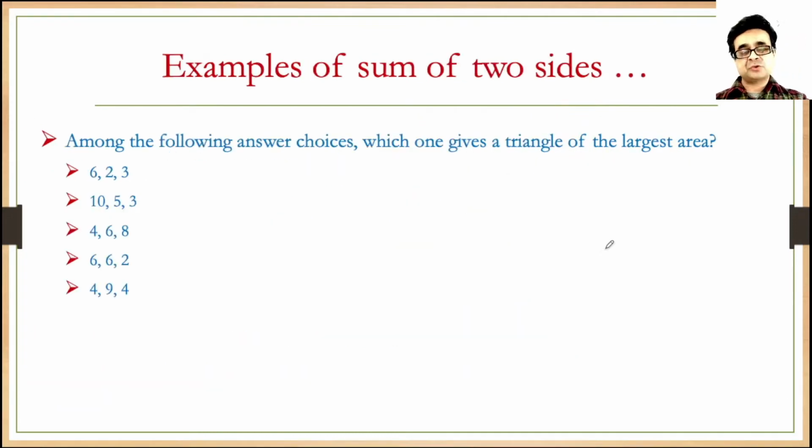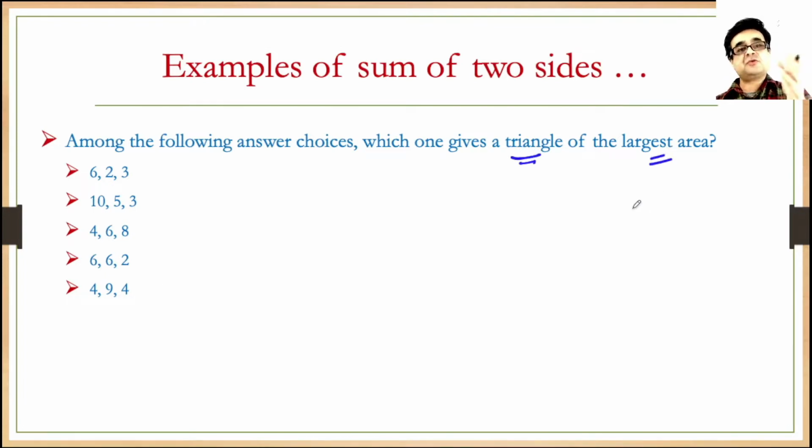And here is one. If you want, you can pause here and try to solve this question by yourself. It should not take you more than maybe 1 minute. If it is taking more, then you are probably going in the wrong direction. Among the following answer choices, which one gives a triangle of the largest area?